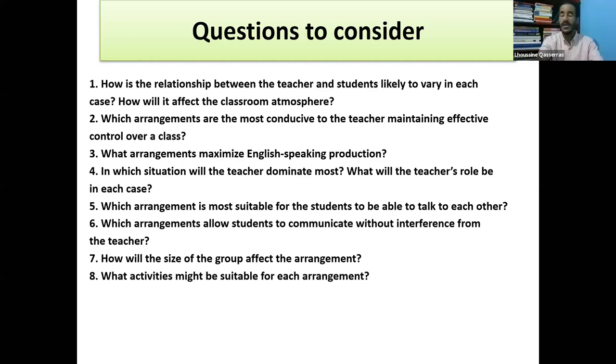Number three, what arrangements maximize English speaking production? In which situation will the teacher dominate most? What will the teacher's role be in each case? Which arrangement is most suitable for the students to be able to talk to each other? Which arrangements allow students to communicate without interference from the teacher? How will the size of the group affect the arrangement? What activities might be suitable for the arrangements? Okay, these are very interesting questions you can ask when you are managing classes.